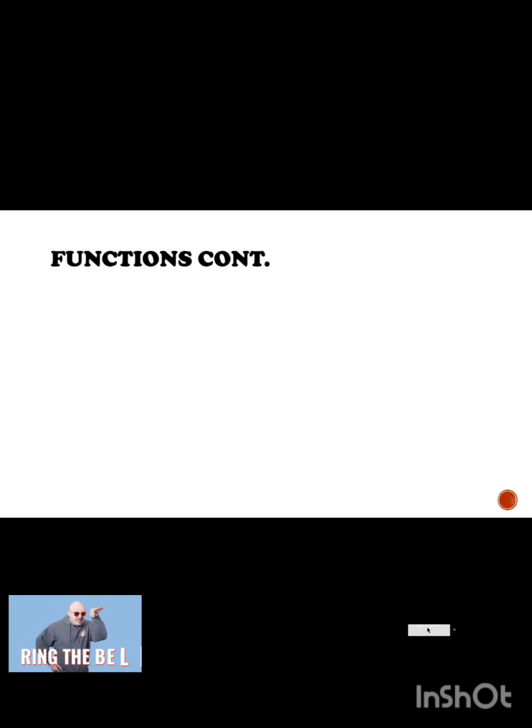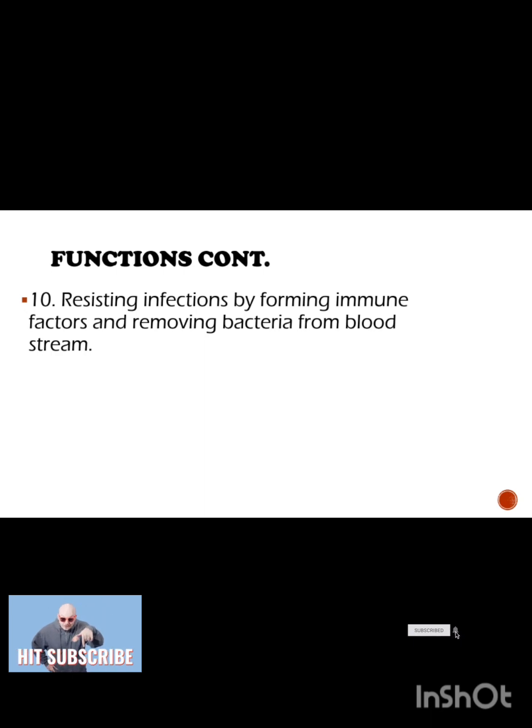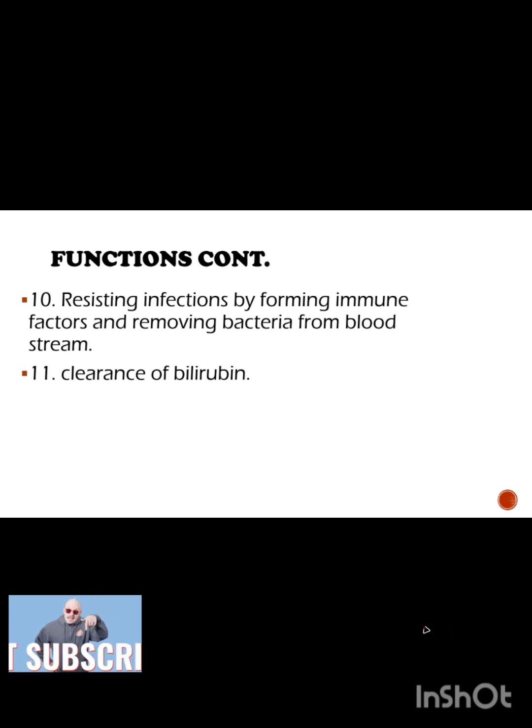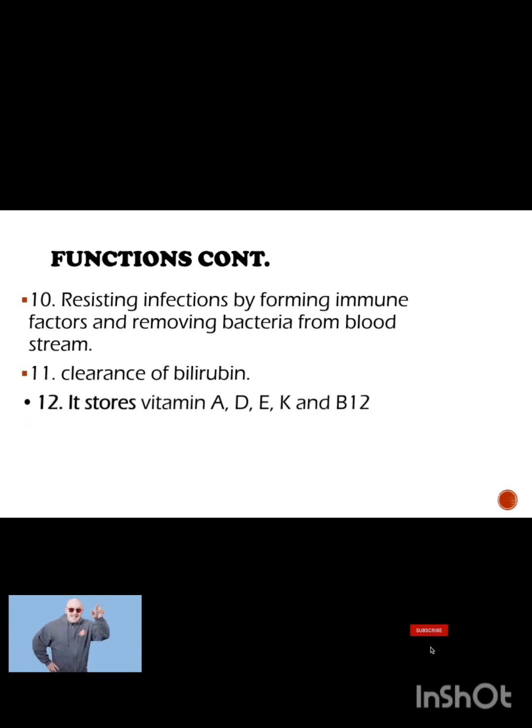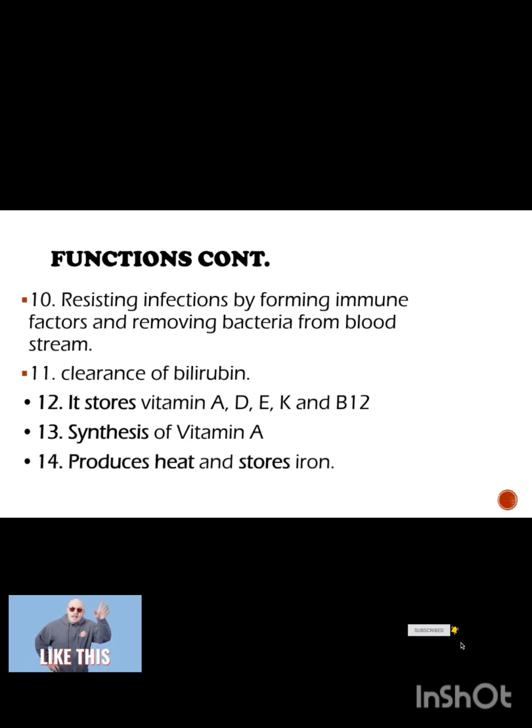Okay, then other functions, resisting infections by forming immune factors and removing bacteria from the bloodstream. This is by the help of Kupffer cells. And then clearance of bilirubin. We know bilirubin is fat soluble, so the liver tries to conjugate this bilirubin and excretes it through the urine and the feces. And then storage of vitamin A, D, E, K, and vitamin B12. Then synthesis of vitamin A, and produces heat and stores iron.